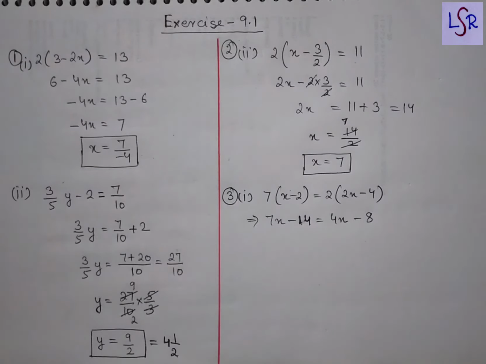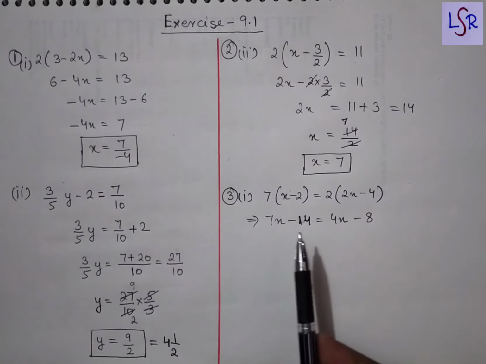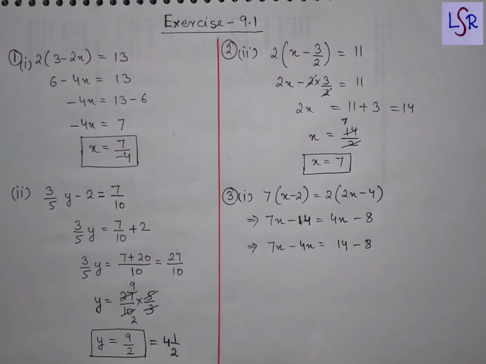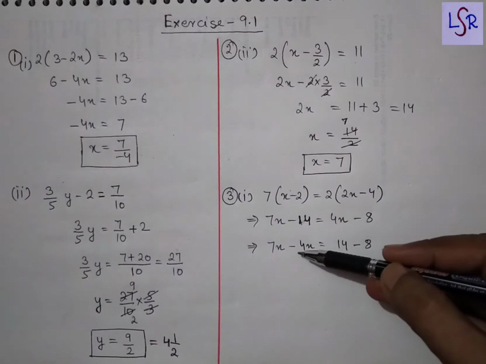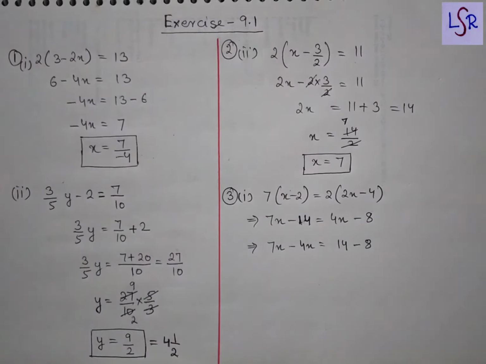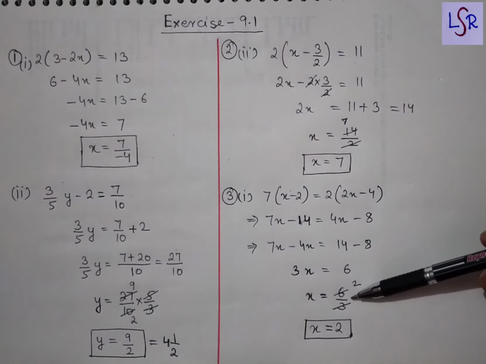Now we are going to transpose by making all the variables on one side and all the constants on the other. So for that, this 4x will be written in LHS and this minus 14 will be sent to the RHS. Now here this was positive, so it became minus, and this was negative, so here it is positive. Now we'll solve it. Now on solving and then moving the 3 to the other side by transposing, we have got 6 upon 3 and we have got 2 as the final answer.